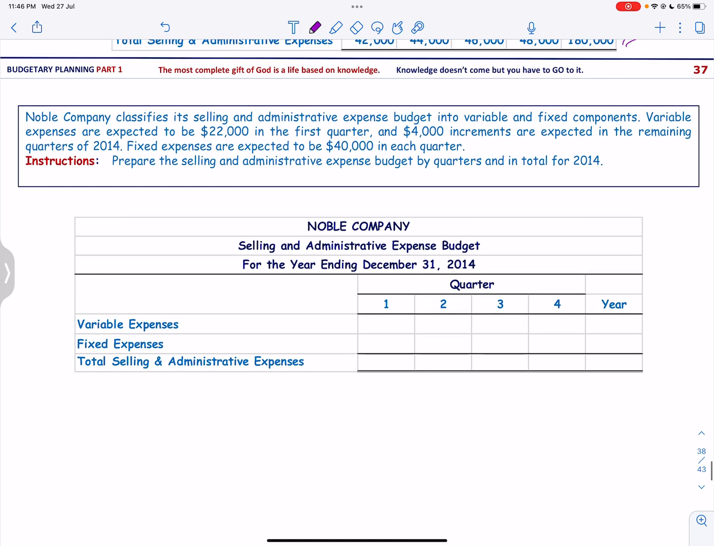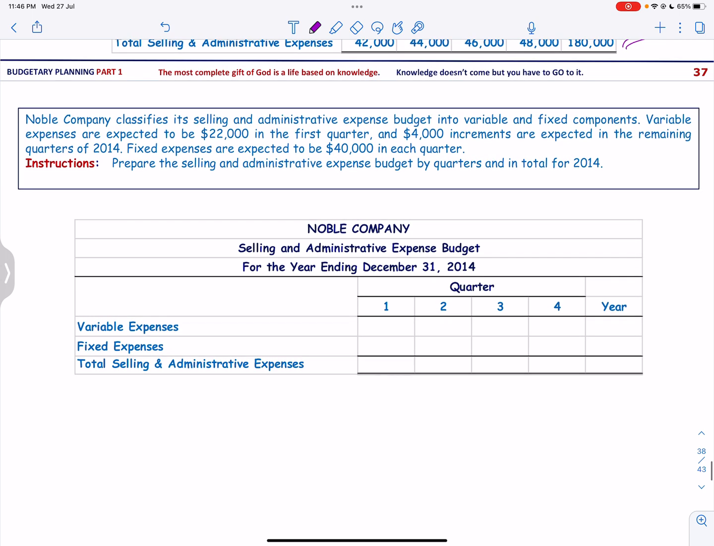Noble Company classifies its selling and administrative expense budget into variable and fixed components. Variable expenses are expected to be 22,000 in the first quarter and a 4,000 increment. So in the first quarter we have 22 and it increases by 4,000, so it will become 26, then 30, then 34, and the total will be 112,000.